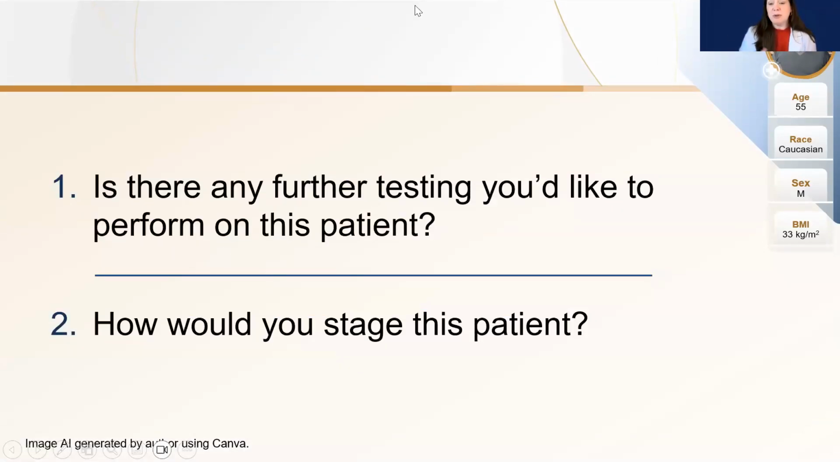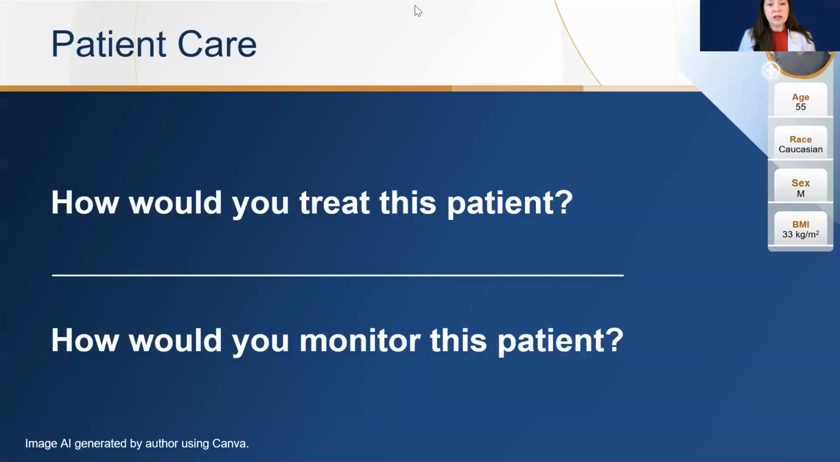So how would I stage this patient based on the current results that I have? I definitely can say that he's an F3 fibrosis patient. Do you guys all feel the same, or any concern for any higher scoring? Okay, great. We'll move on.